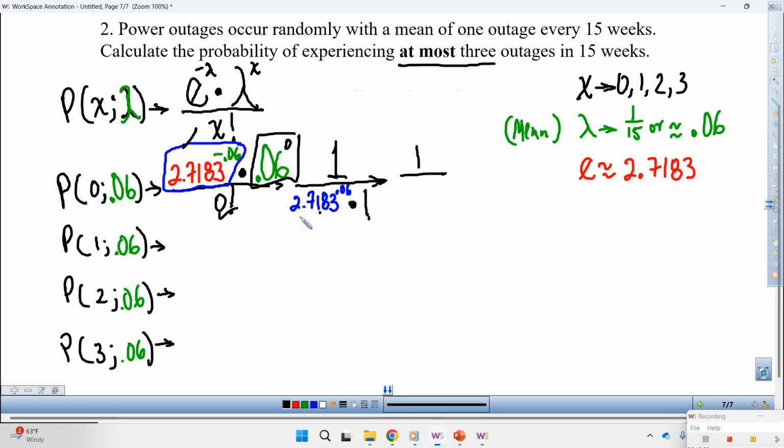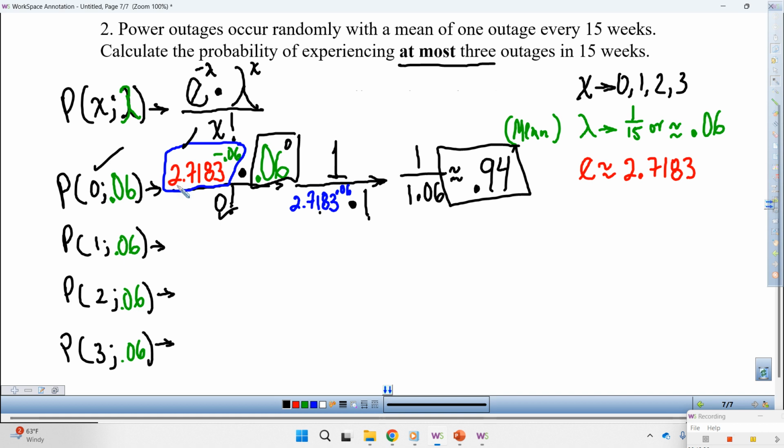So on your calculators, type in 2.7183. Then arrow up or caret, and then put 0.06. What is that number? 1.06. And lastly, what is 1 divided by 1.06 approximately? 0.94 approximately. All right, so this is P of 0. Let's go to P of 1.